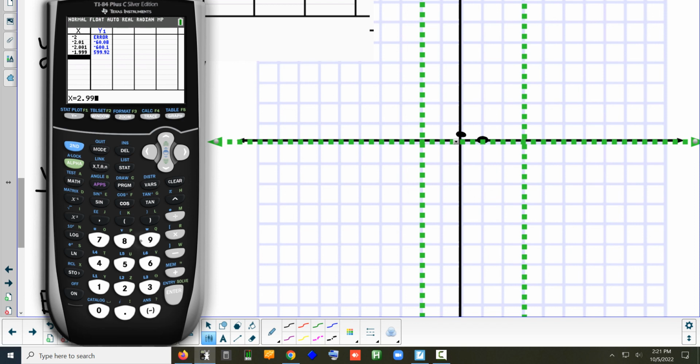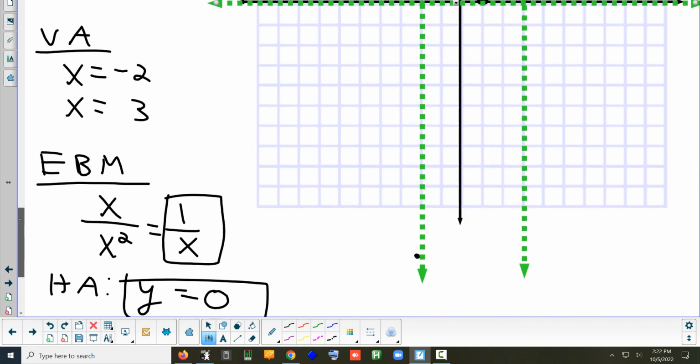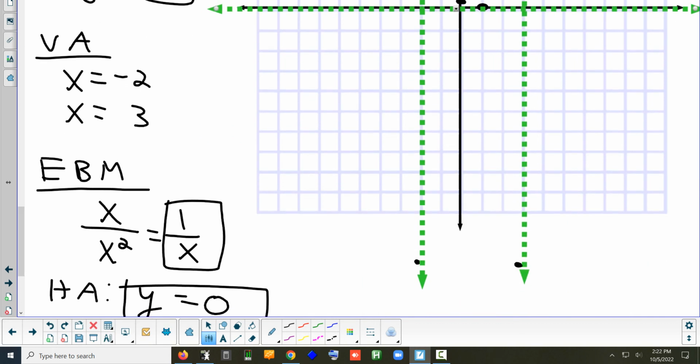Sure. Let's go even closer. 2.999. Really, really close. At 2.99999, I'm at negative 400. So when I'm smaller than 3, I'm way down there. I mean, that's not even close to negative 400, but that's the best I can do.